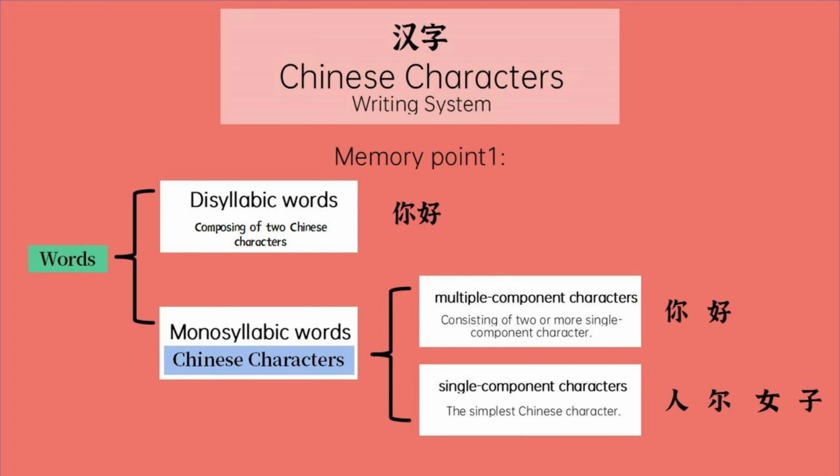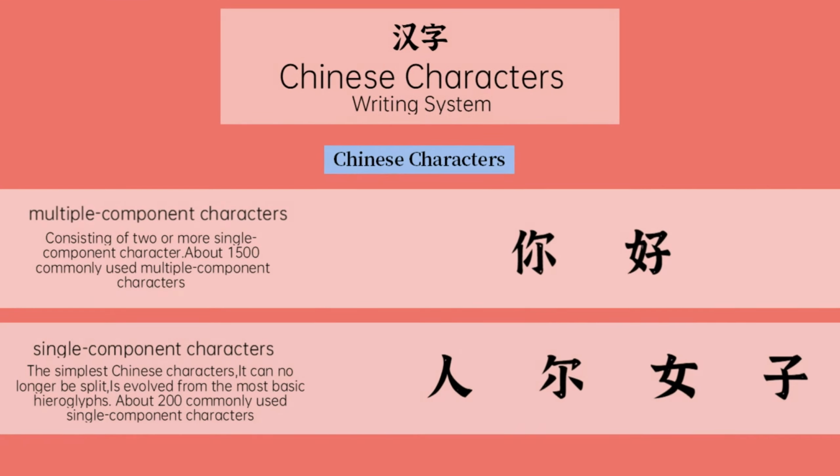Words are made up of Chinese characters, so how do we learn and remember Chinese characters? The total number of multiple component characters can reach an astonishing 100,000, with about 1,500 of the most commonly used multiple component characters. We remember that these 1,500 characters are enough to use, but we still feel a bit too many. However, there are only about 200 commonly used single-component characters, and single-component characters are all evolved from hieroglyphics, which have strong graphic properties and are very easy to remember.